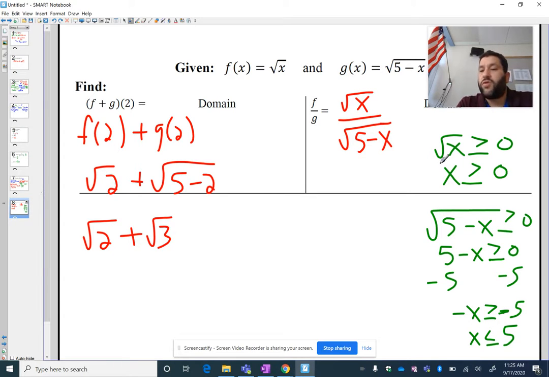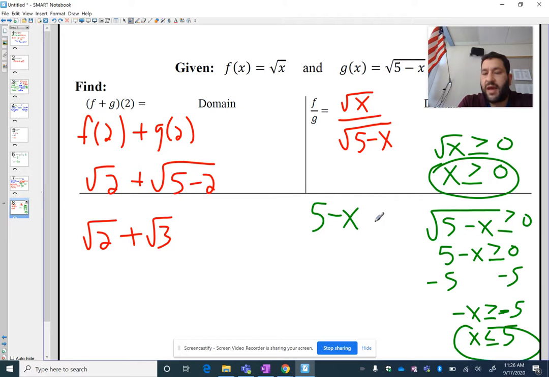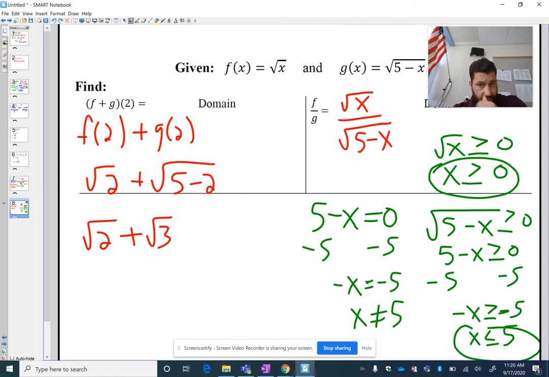So we have two parts of our domain here. Our domain's got to be greater than or equal to 0, and also has to be less than or equal to 5. And remember that underneath the denominator cannot be equal to 0. So when does 5 minus x equal 0? Subtract your 5. Negative x equals negative 5. So x cannot also equal 5.